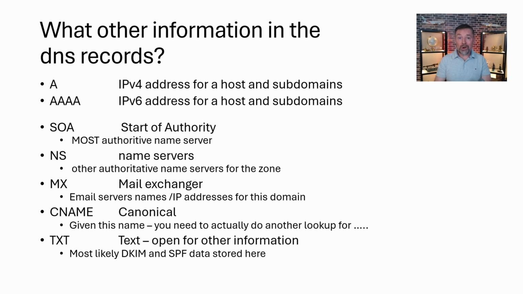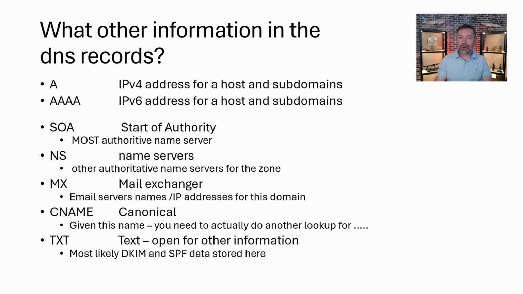And then there's one other very important field. It's called the TXT record. Now the TXT record is open standard. It's kind of free flowing what you can put in there. But this is where you're going to find your DKIM and your SPF for spam prevention on email. And we're going to talk about that at the end of this particular lecture.